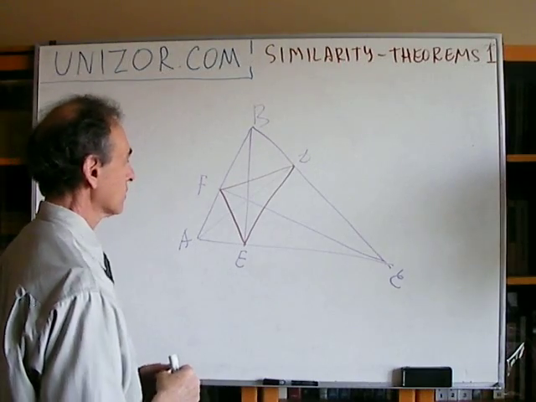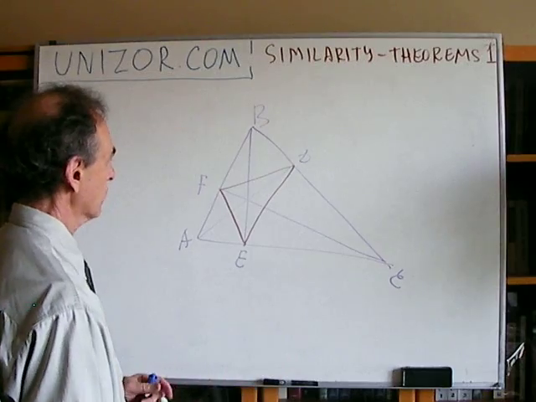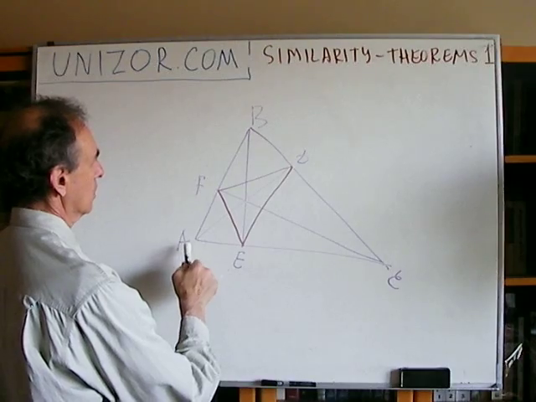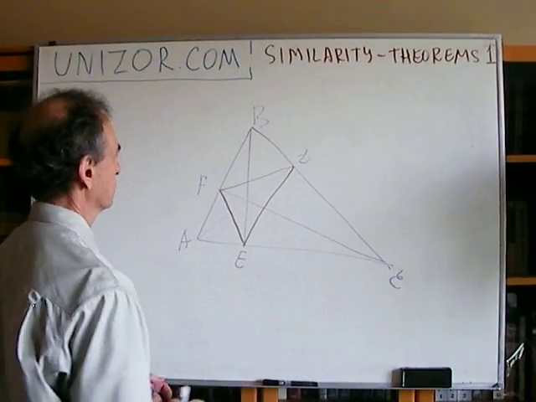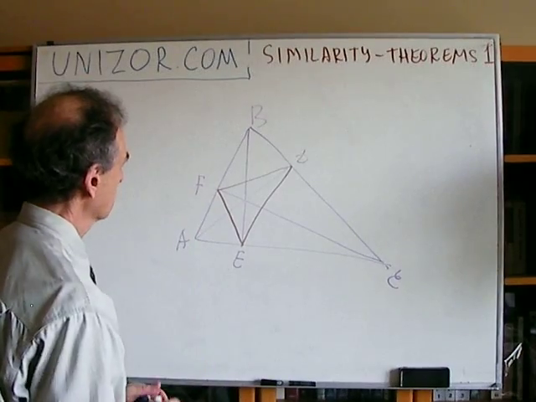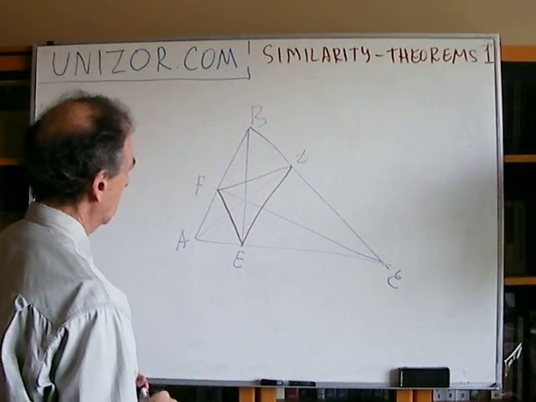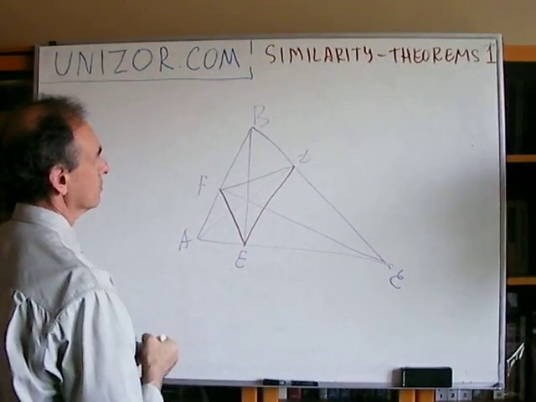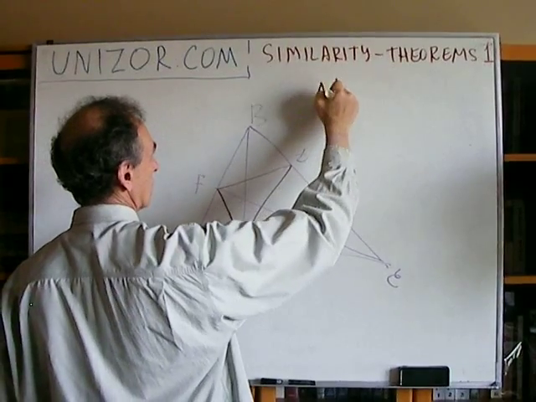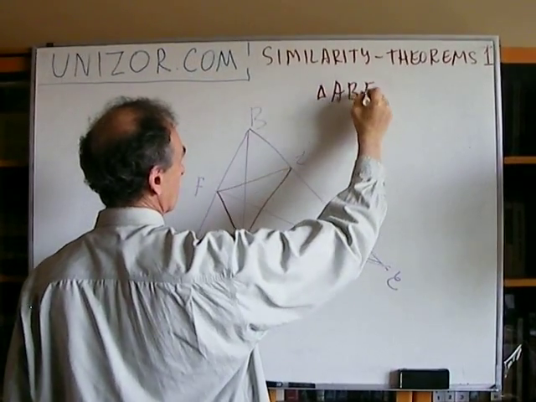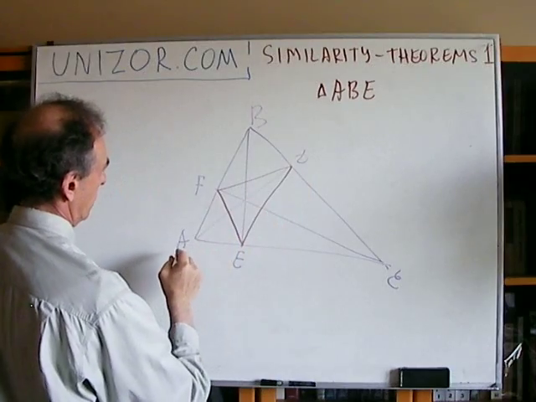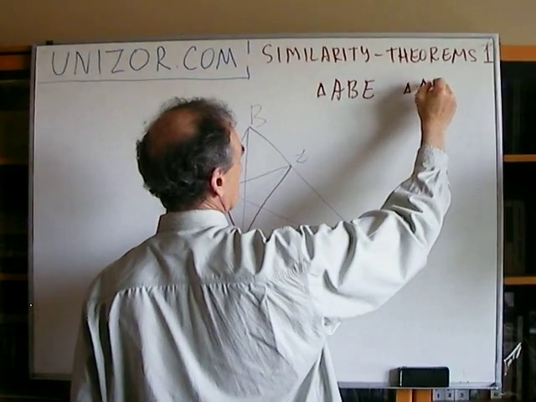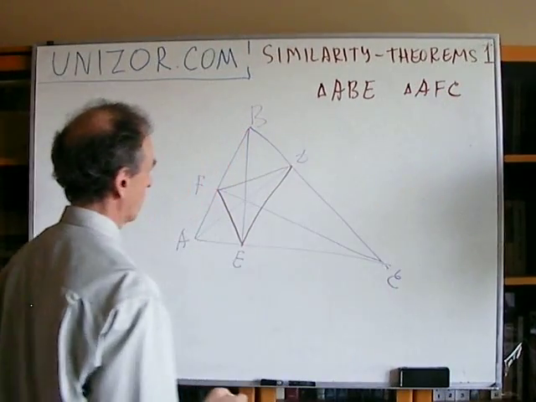This is also quite an interesting theorem, and again, I would say unexpected. So AFE is similar to ABC. Okay, how can we prove that? Well, let's consider two triangles. ABE, which is a right triangle, and AFC.